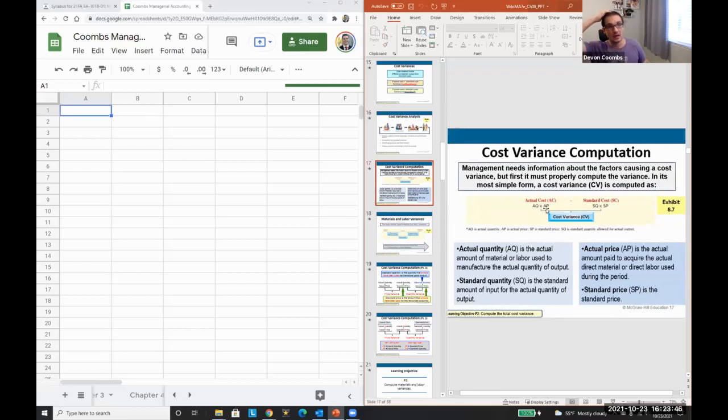So actual cost minus standard cost is going to give us our variance. You're going to have to memorize these formulas. That means actual quantity times actual price equals actual cost.